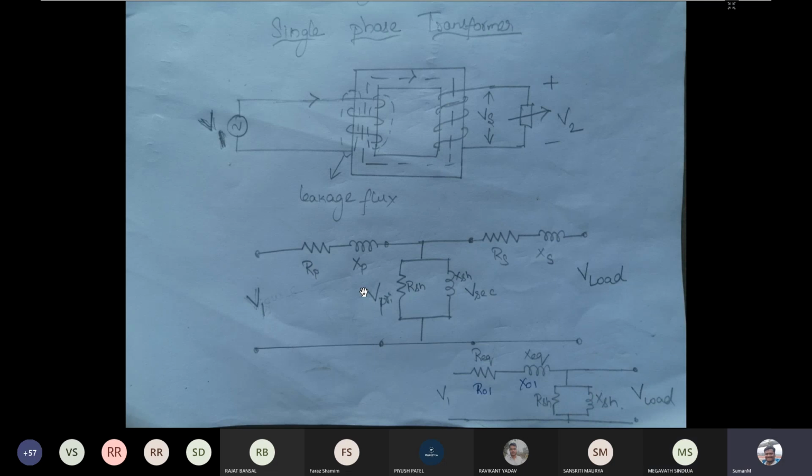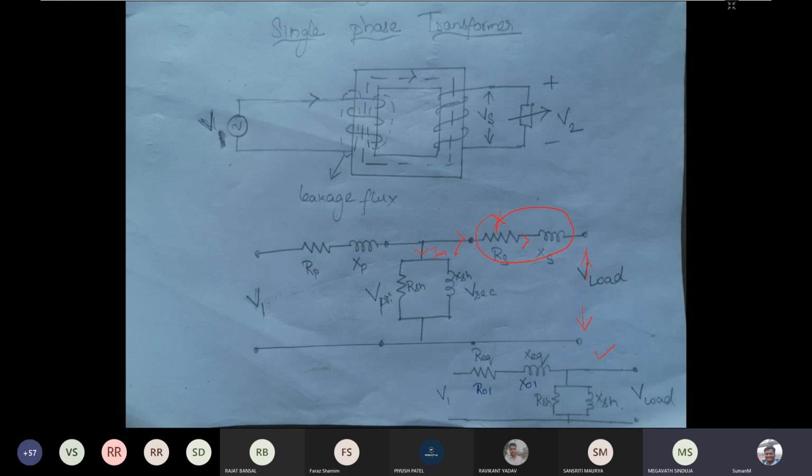This is the actual circuit you can consider, which we are going to focus on for the transformer test. In the open circuit test, we are going to open circuit the load terminals, and we are going to obtain the shunt element parameters that we have already discussed. When the secondary terminals are open circuited, the current flowing through this path is zero. If the current is zero, there is no voltage drop across this, and some current is going to flow through this path.